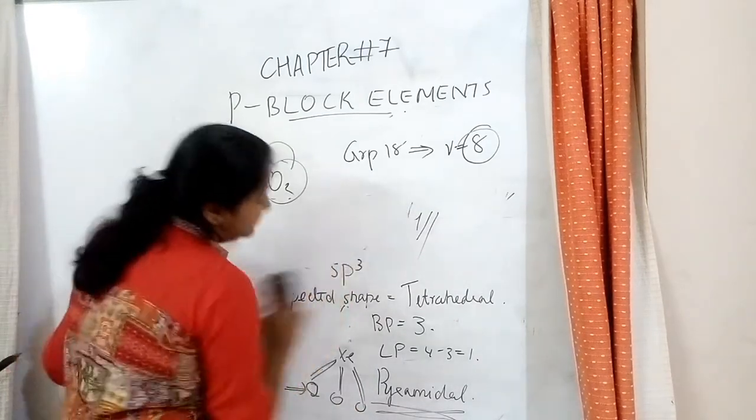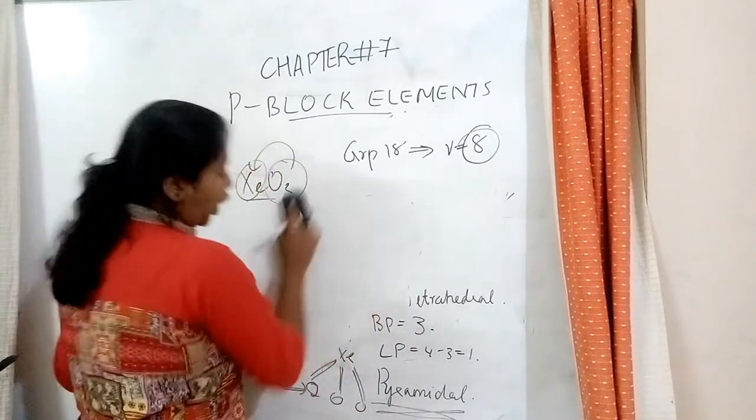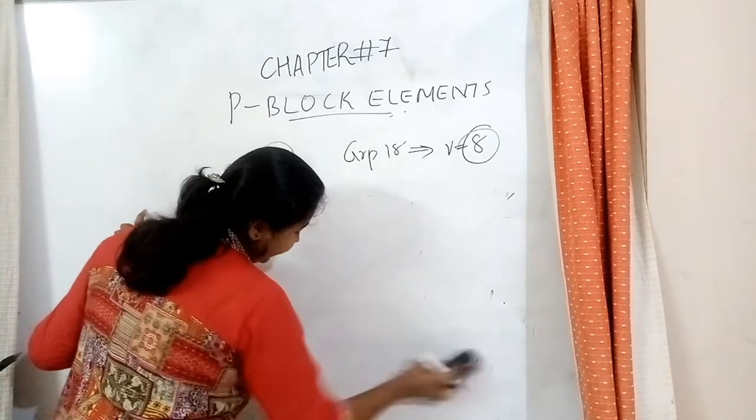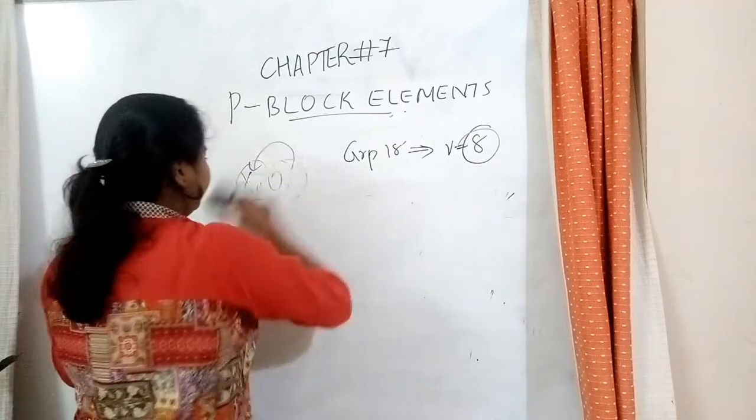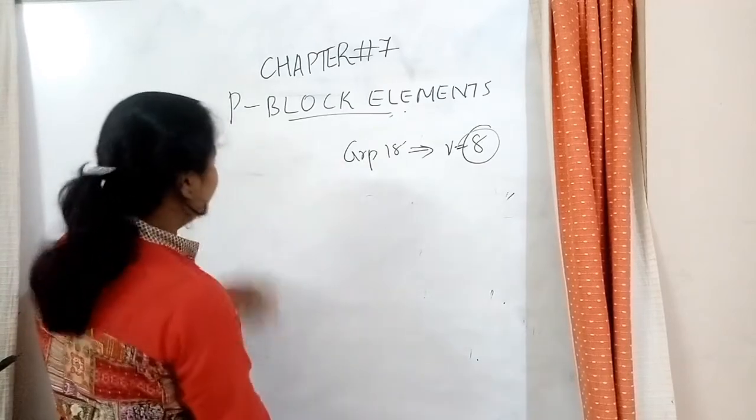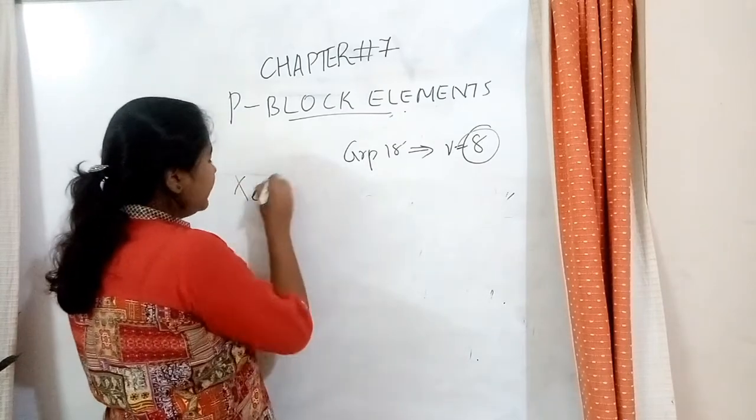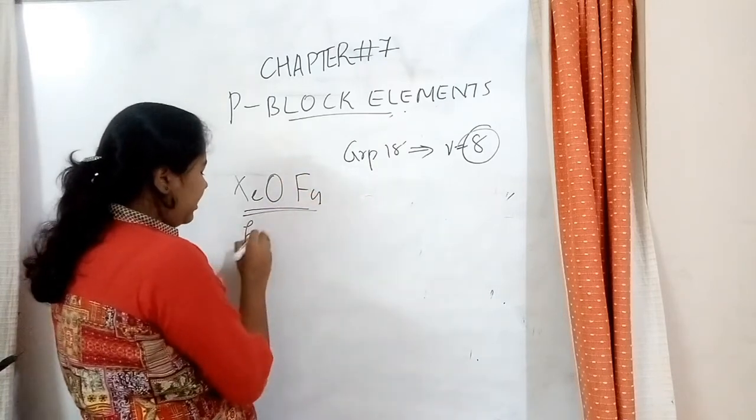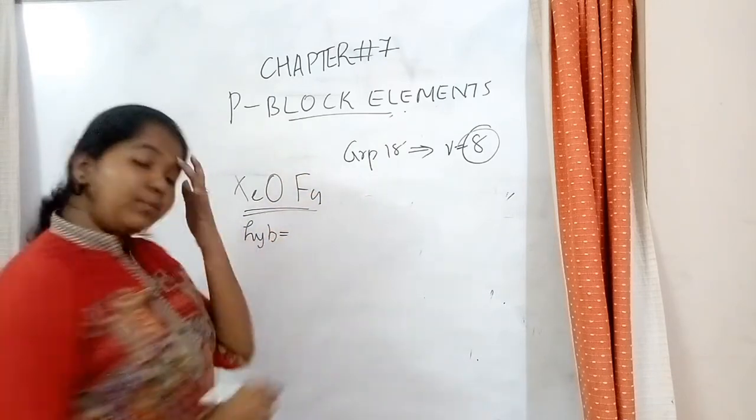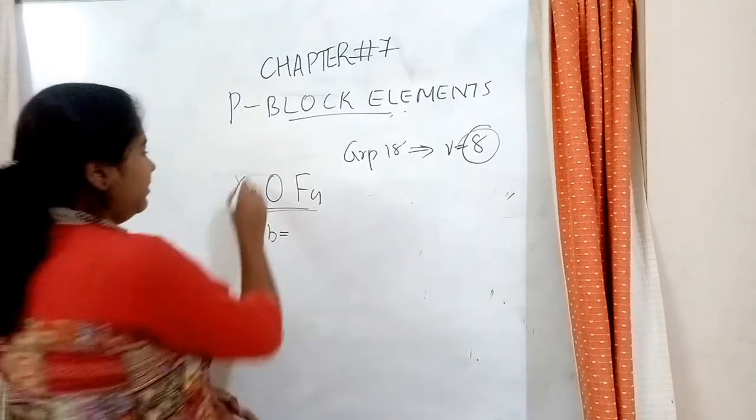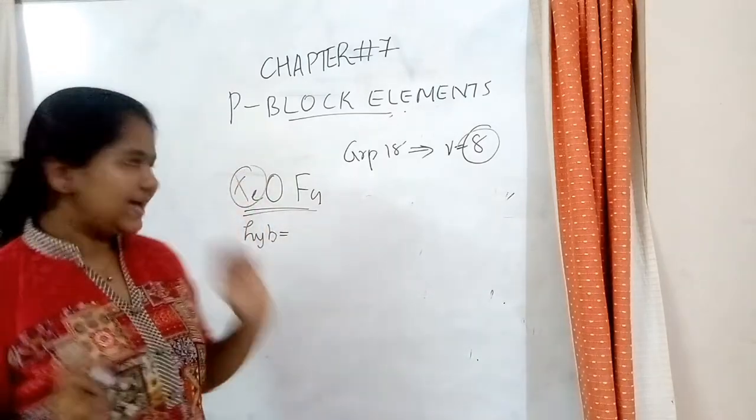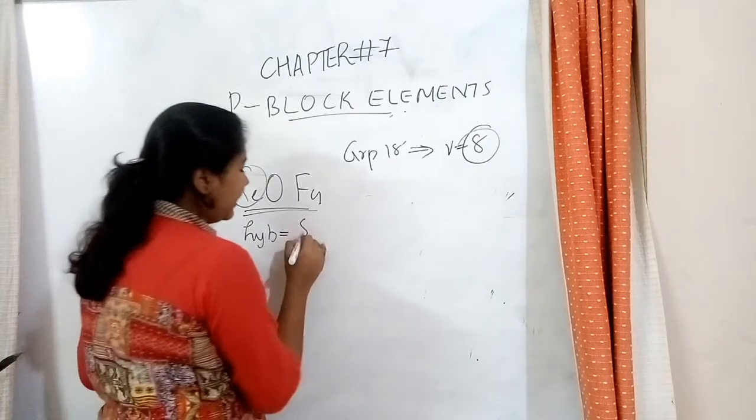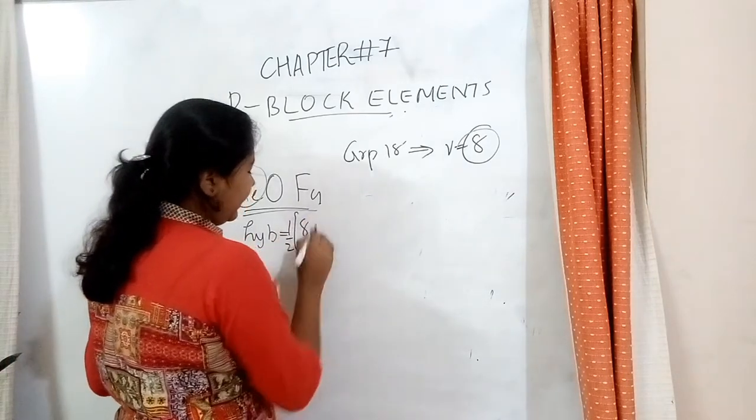Now let's see the xenon oxyfluorides. This was xenon oxides. Now let's see xenon oxide fluorides. Oxyfluoride, sorry. So the first one is XeOF4. So what is the hybrid state? By the way, which is the central atom? That is xenon. So let's see the hybrid state. That is half into 8 plus.